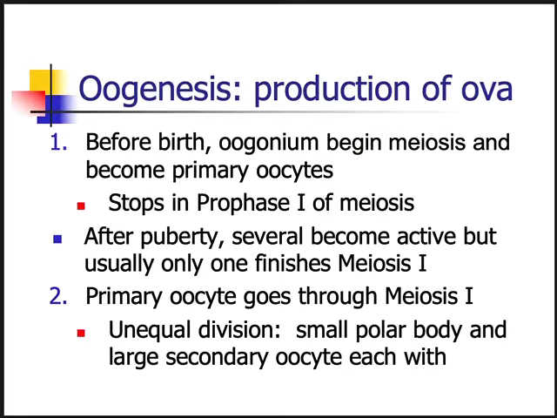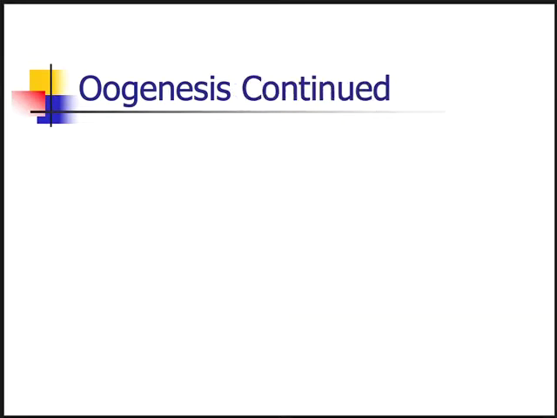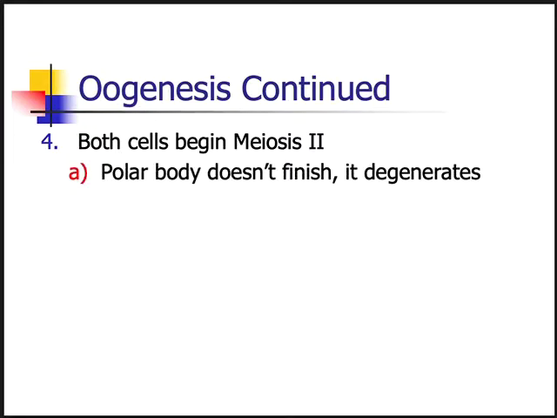But all of the oocytes that go through maturation and ovulation will have this first division and get rid of the polar body. Okay, only those that get fertilized will go through the second. Okay, so both of the cells did begin meiosis 2, but that polar body doesn't finish and it degenerates.